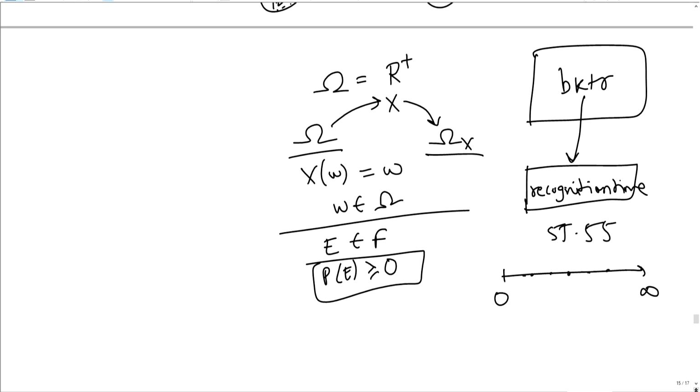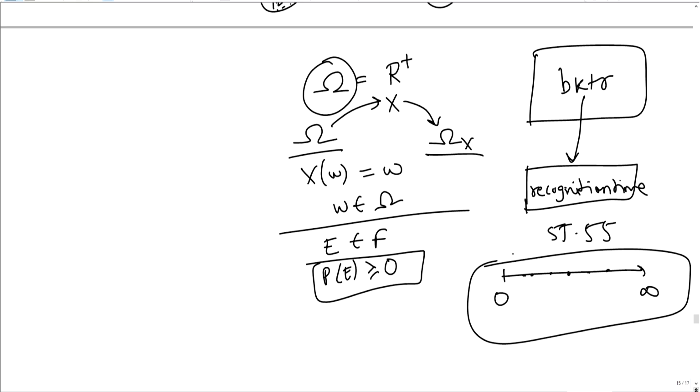But what would be an event? What is an event? An event is a possible subset of your sample space. What is the sample space? All real numbers between 0 and infinity, basically this whole line. This whole line is your sample space.